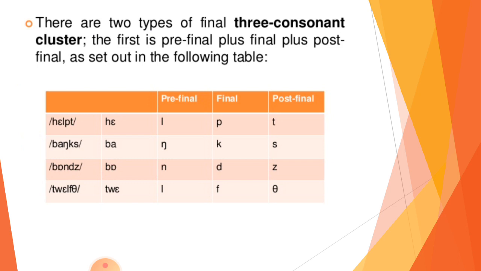So now we will see which one is pre-final, which one is final, and which is post-final. Here, in this, L is pre-final, and P is final and T is post-final. So here is the table, you can see here.